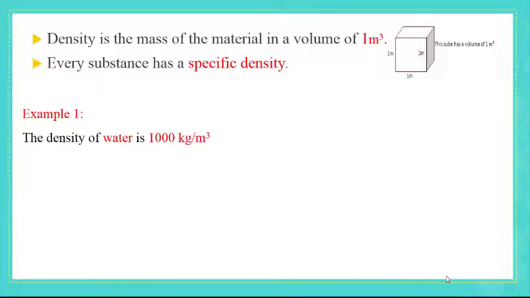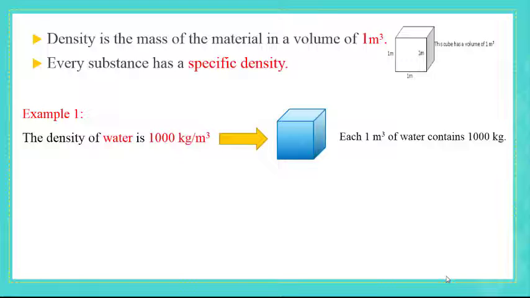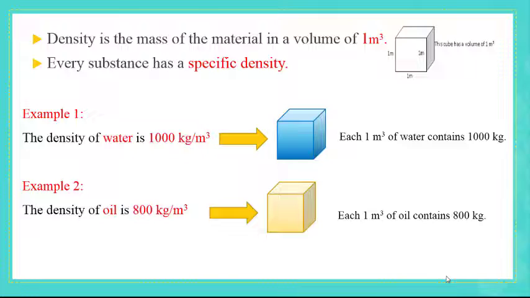Example 1. The density of water is 1000 kg per meter cube. Each 1 meter cube of water contains 1000 kg. Example 2. The density of oil is 800 kg per meter cube. Each 1 meter cube of oil contains 800 kg.